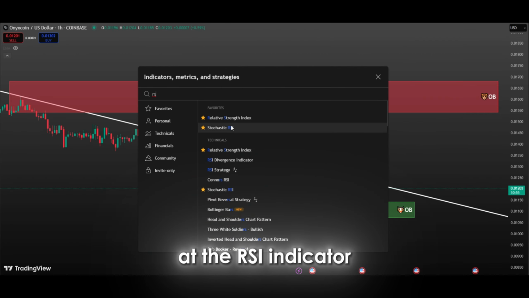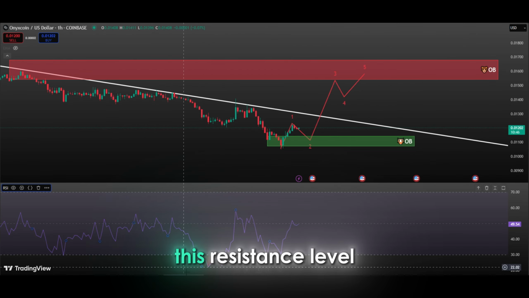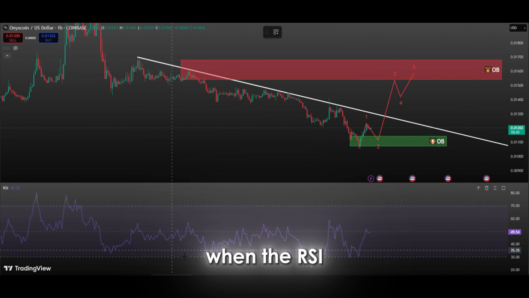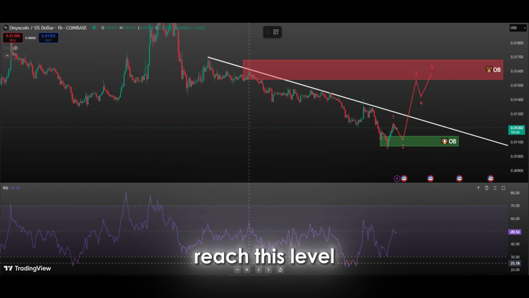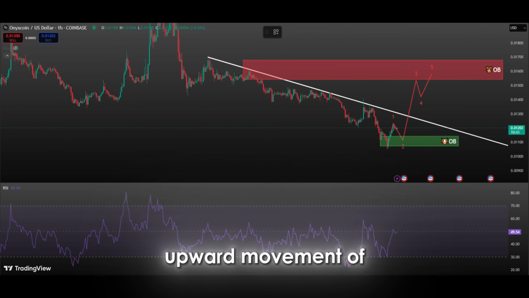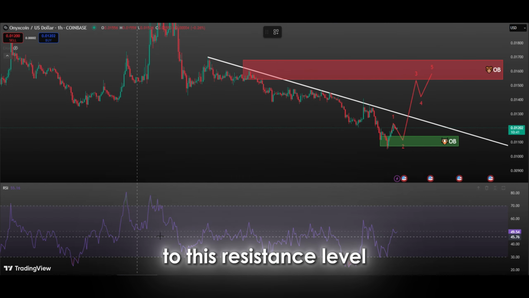When we look at the RSI indicator, an important resistance zone stands out. This resistance level is a critical zone that has limited the rise of the price many times in the past, and when the RSI reaches it, it retreats. Each time the RSI reached this level, sellers stepped in, putting some pressure on the market and limiting the upward movement of the price. As of now, the RSI is again very close to this resistance level.